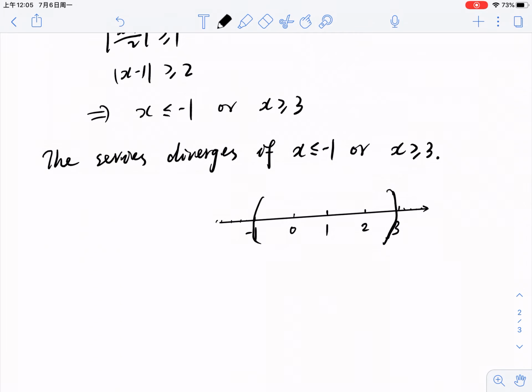So this example illustrates a general phenomenon about power series, namely that if x is within a certain distance on either side of a, where a is 1, then the power series converges. This distance is called the radius of convergence, R. So for this case, the radius of convergence is 2.